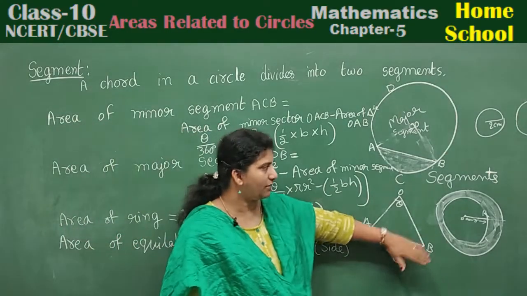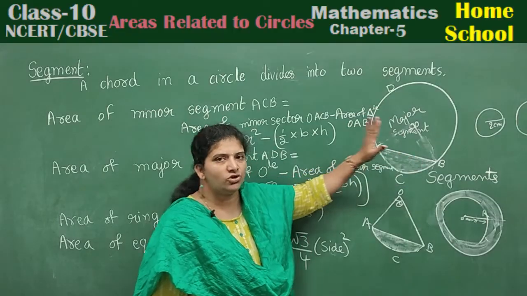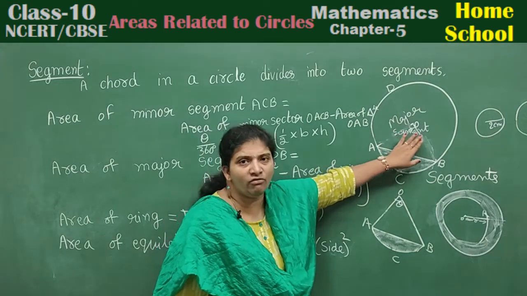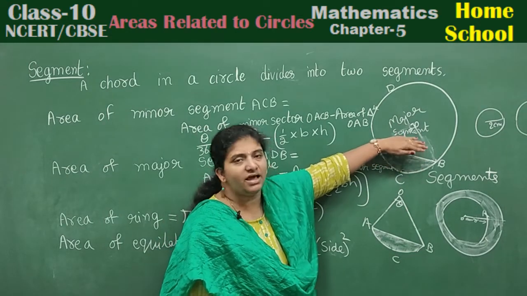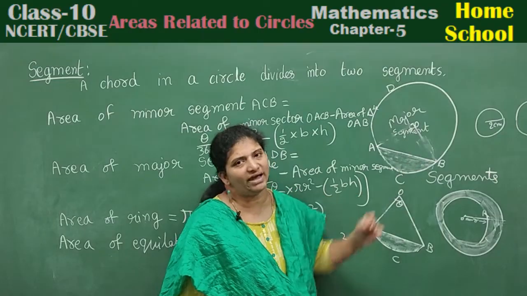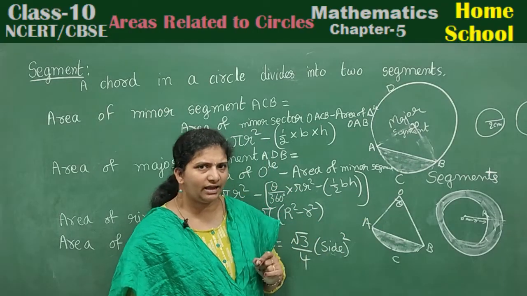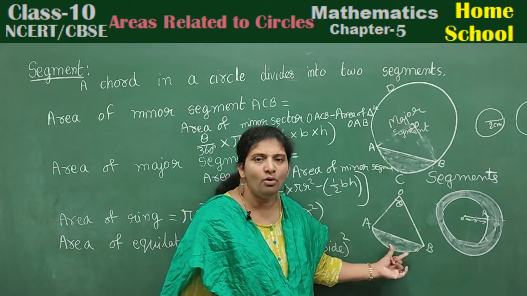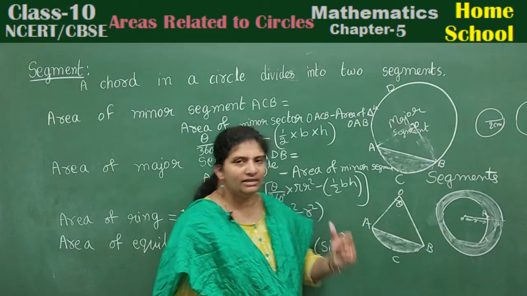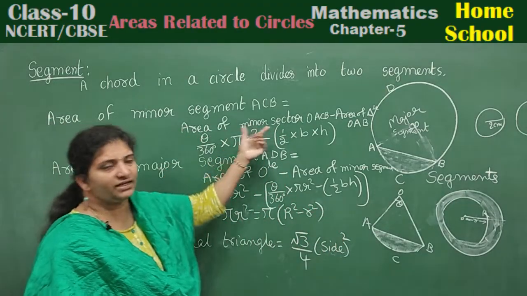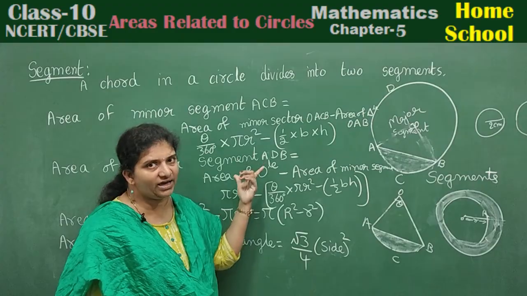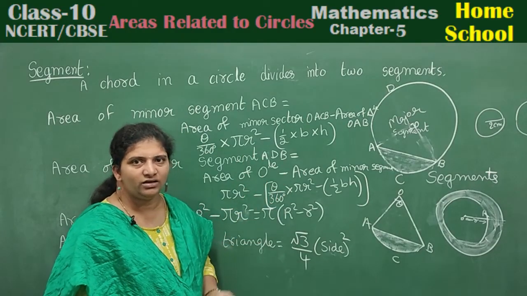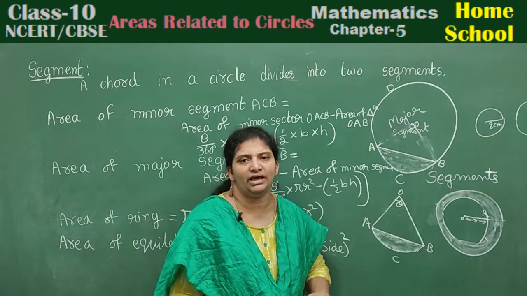Let's see the formulas for that. Area of a minor segment. I want only this area. So I just remember the area of a sector. Which sector? Area of minor sector minus area of triangle will give you the minor segment area. Understand again, area of minor sector minus area of triangle will give you the minor segment area. That is, area of minor sector formula is theta by 360 into pi r square, minus triangle area is half into base into height.